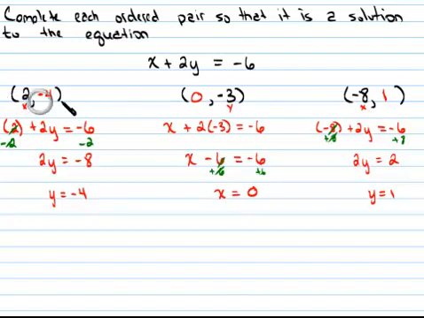Now if you were to plot all of these points on a grid, you would see that all of these points would fall along the same path.